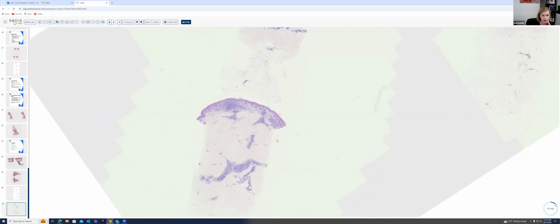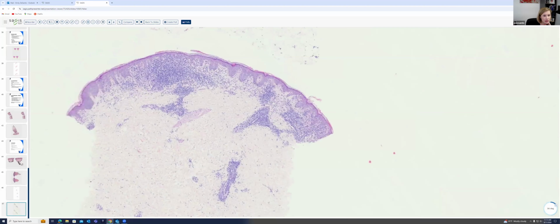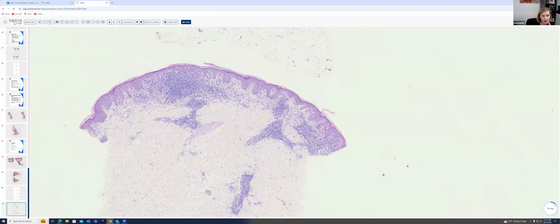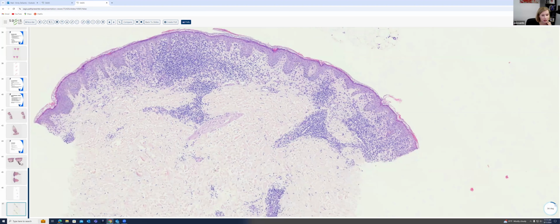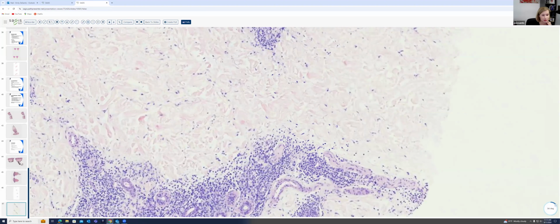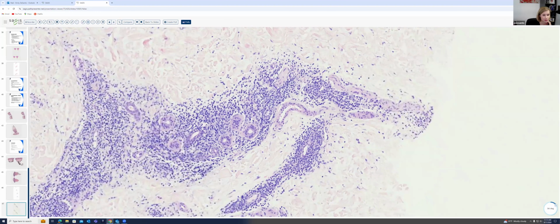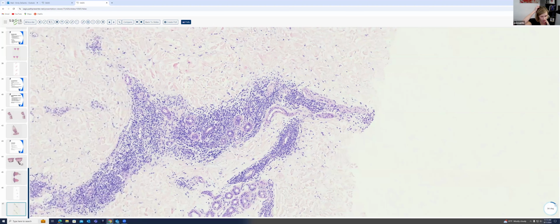As we go higher, we see a band-like and perivascular inflammatory infiltrate with some areas where the dermal epidermal junction is obscured, a few dyskeratotic cells, and as we go deeper, we can see that this deep component is actually present in a perieccrine pattern, which is very characteristic of lichen striatus.